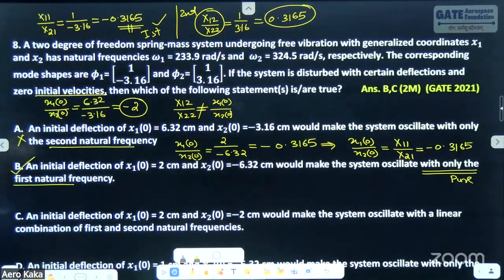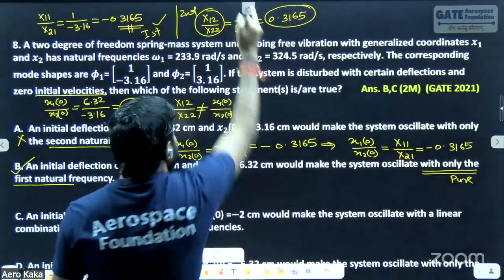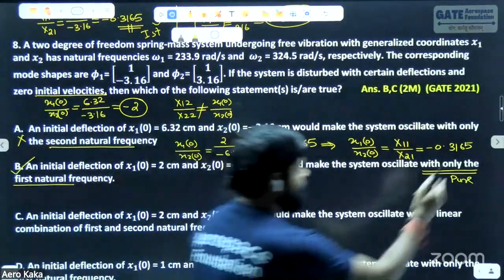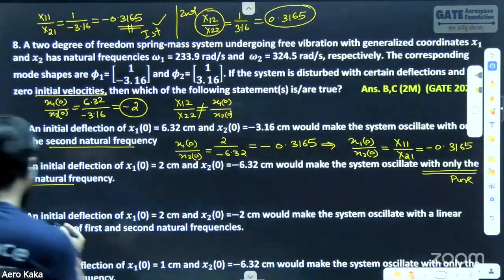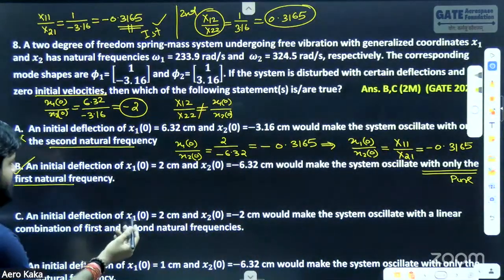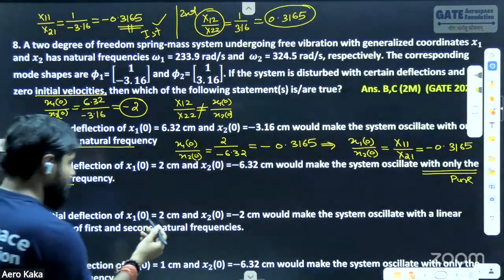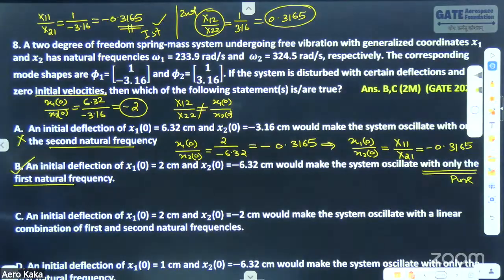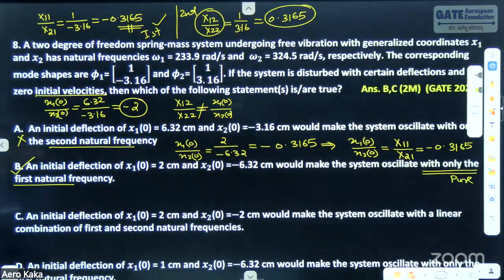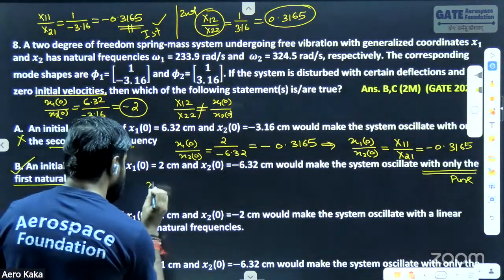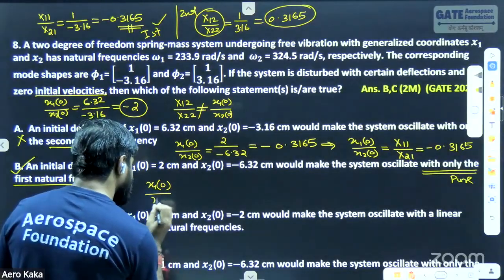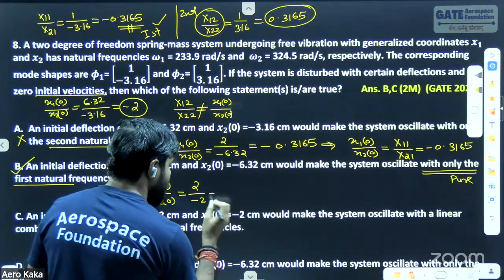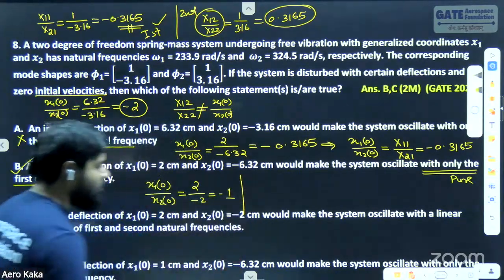Option C. What is option C here? An initial deflection of this and this would make the system oscillate with a linear combination of first and second natural frequencies. Calculate the ratio x10 divided by x20. How much will you get? 2 divided by -2. That's nothing but -1. Is that clear or not?